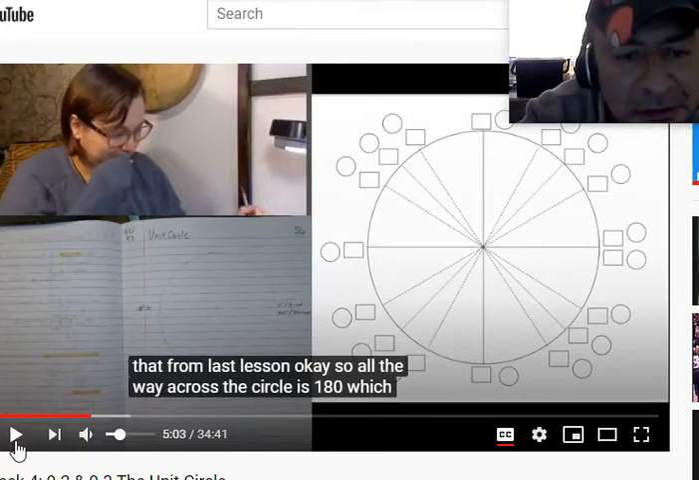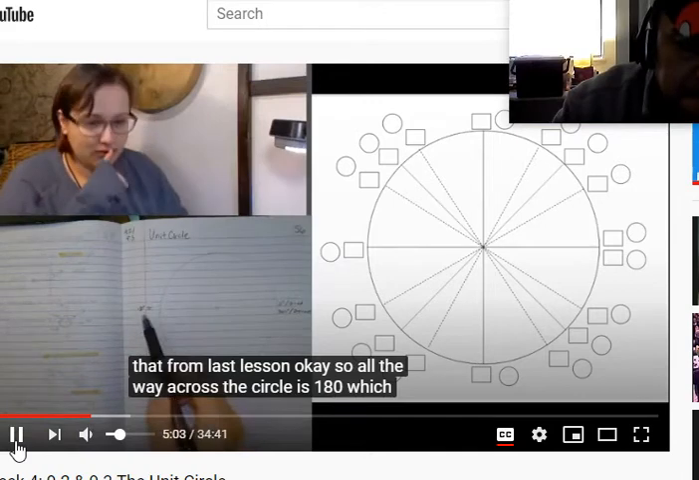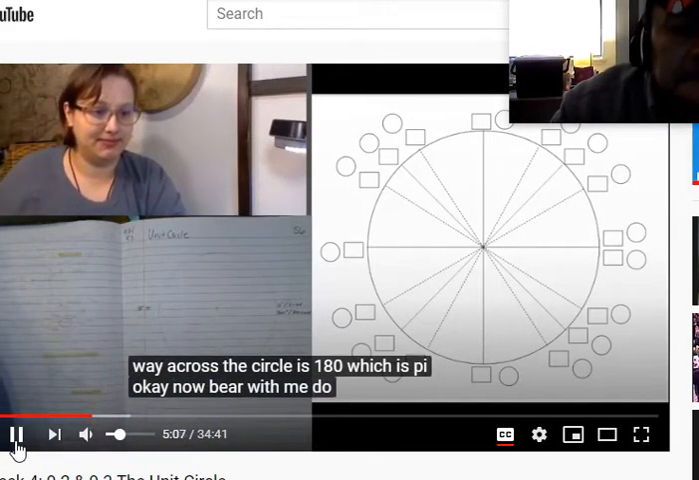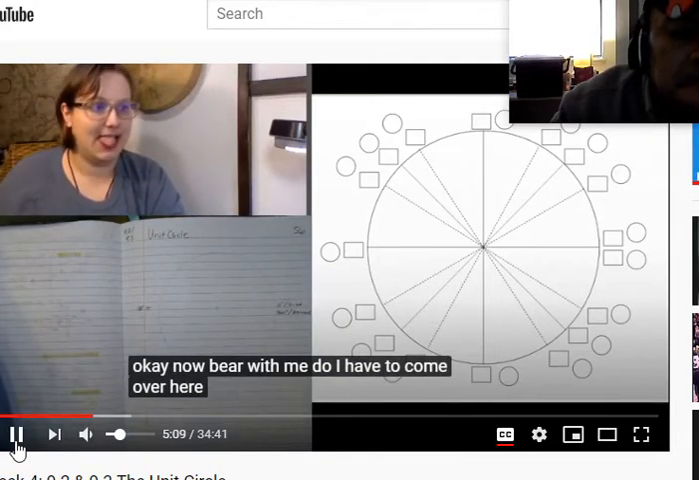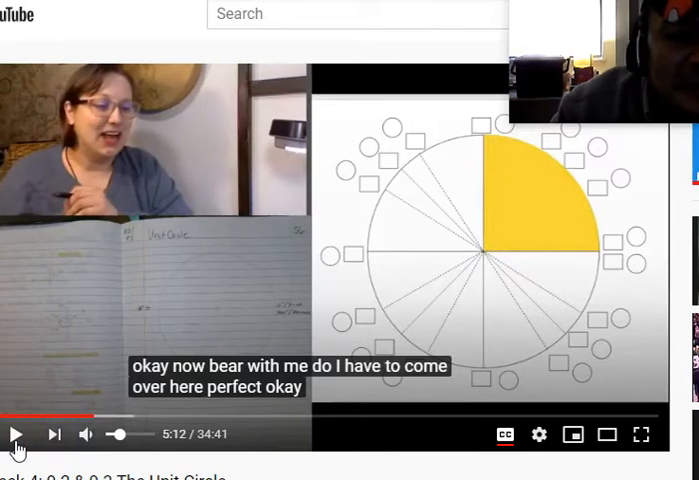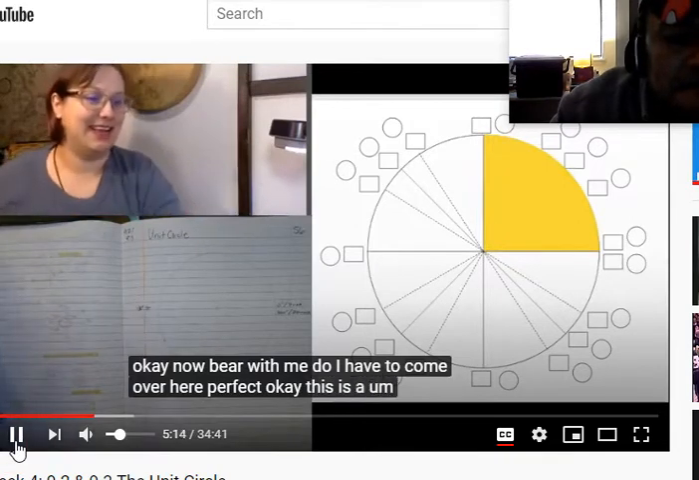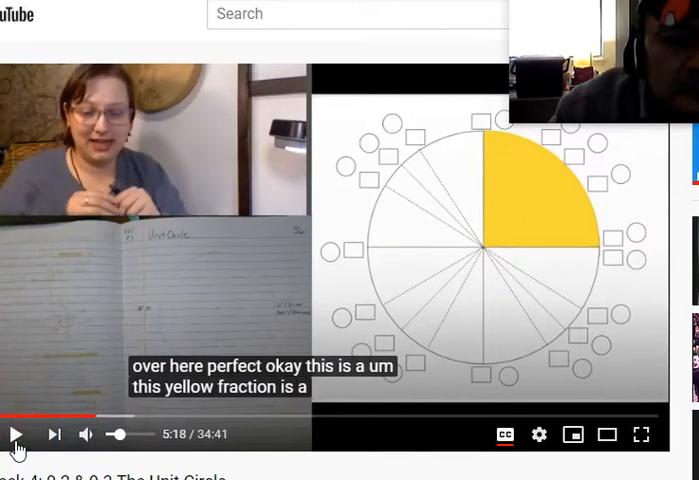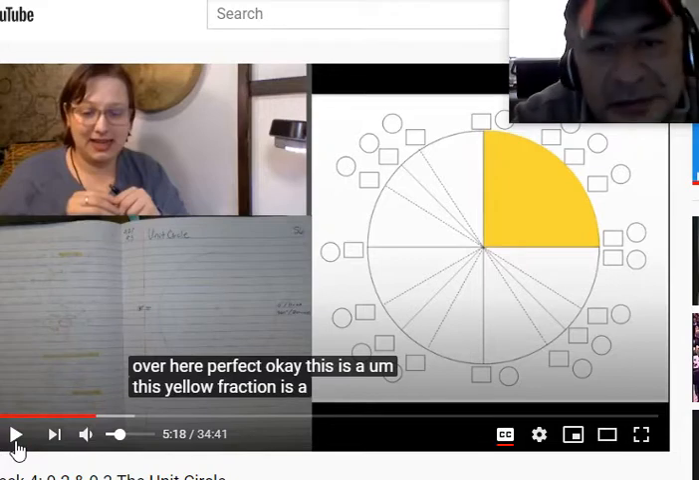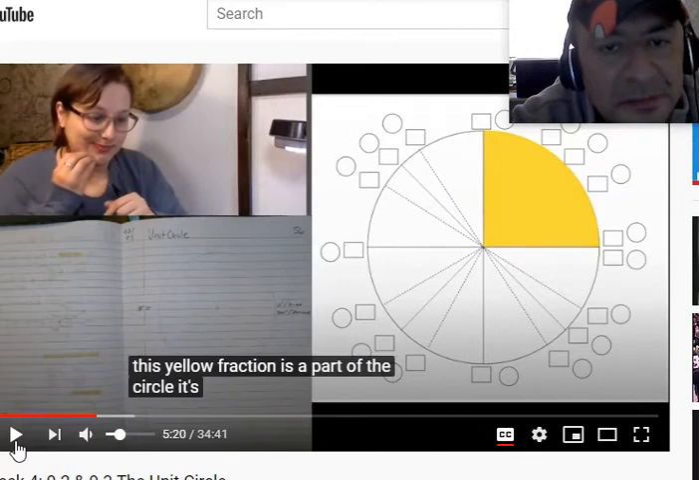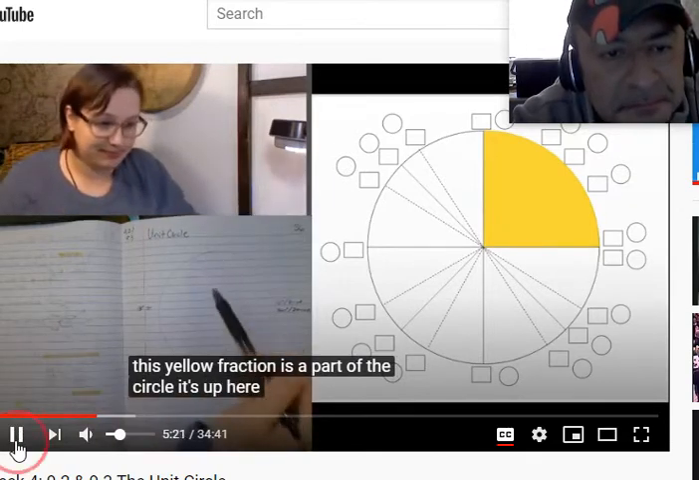The whole half of the circle is 180, which is pi. Okay, now bear with me. I have to come over here. Okay, this yellow fraction is a part of the circle. It's up here.